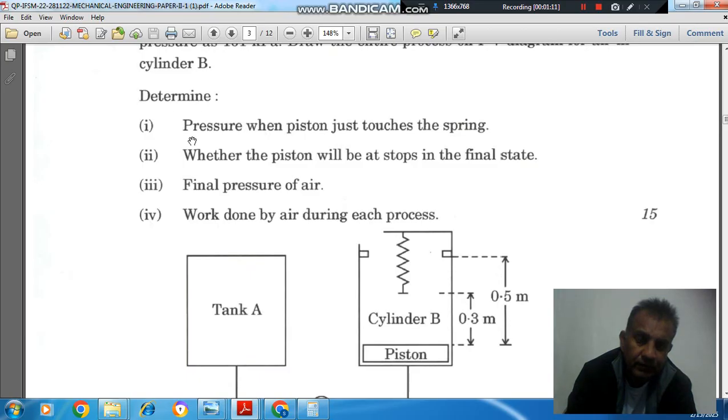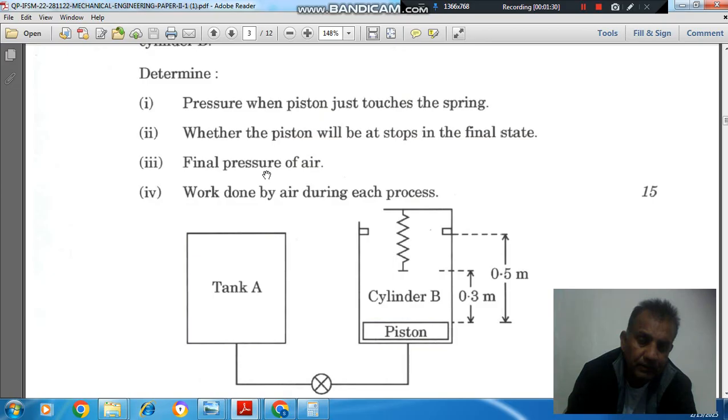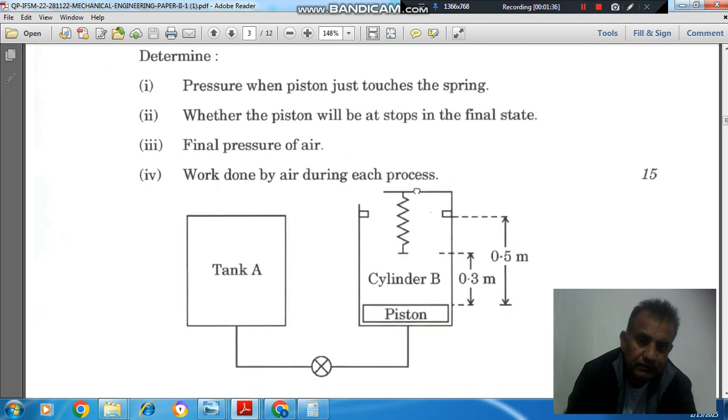Determine: 1. Pressure when the piston just reaches the spring. 2. Whether the piston will be at the stop in the final state. 3. Final pressure of air. 4. Work done during each process.